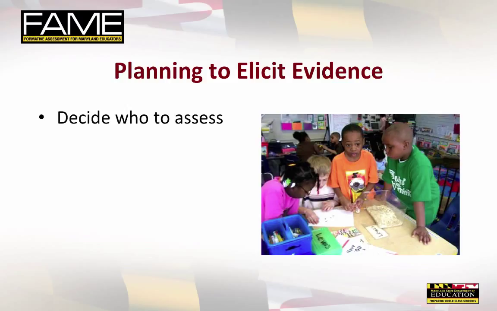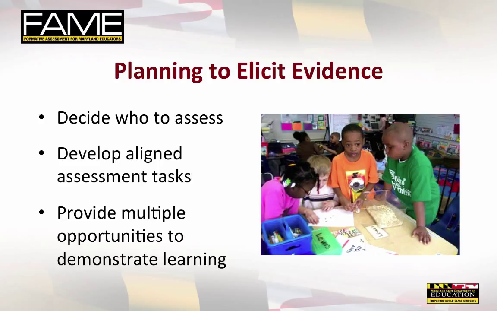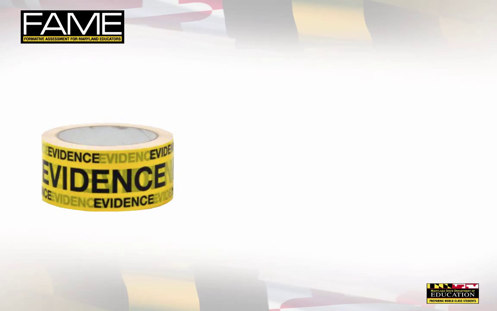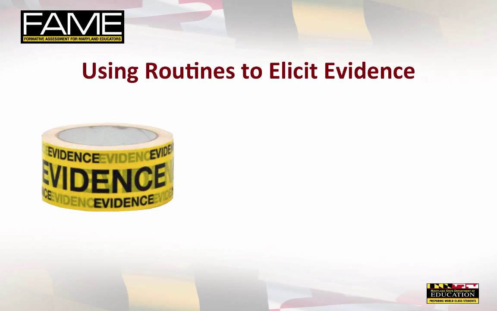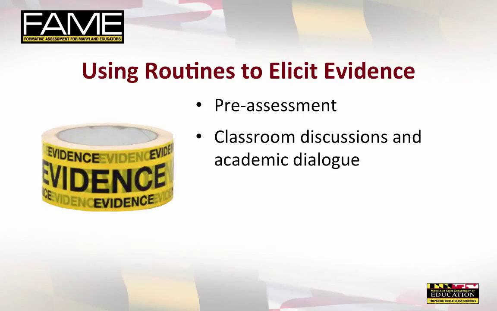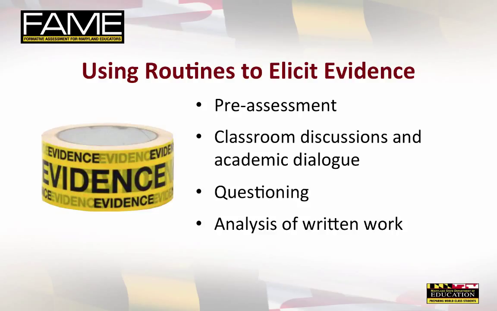Planning involves determining which students need to be assessed, developing assessment tasks that align to learning goals, and identifying how students will demonstrate that learning over time. Module 3 introduces 5 specific routines for eliciting formative evidence. These routines are pre-assessment, classroom discussion and academic dialogue, questioning, analysis of students' written work, and observation.